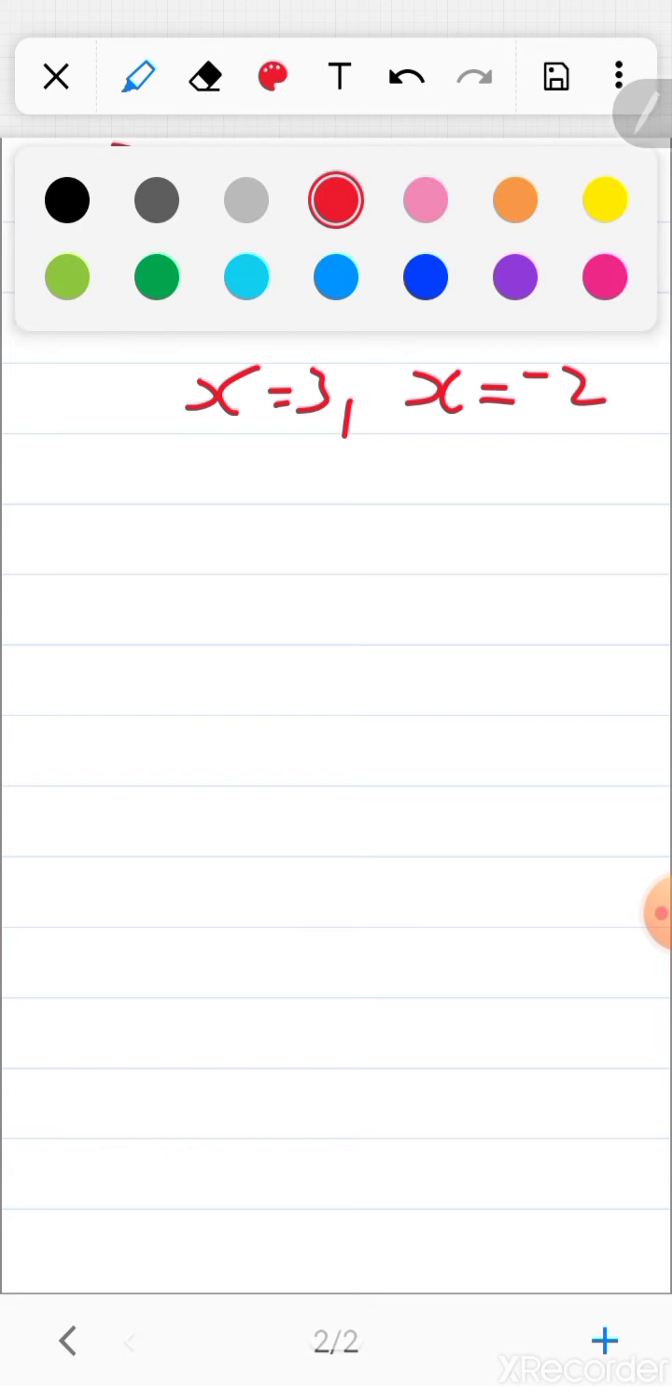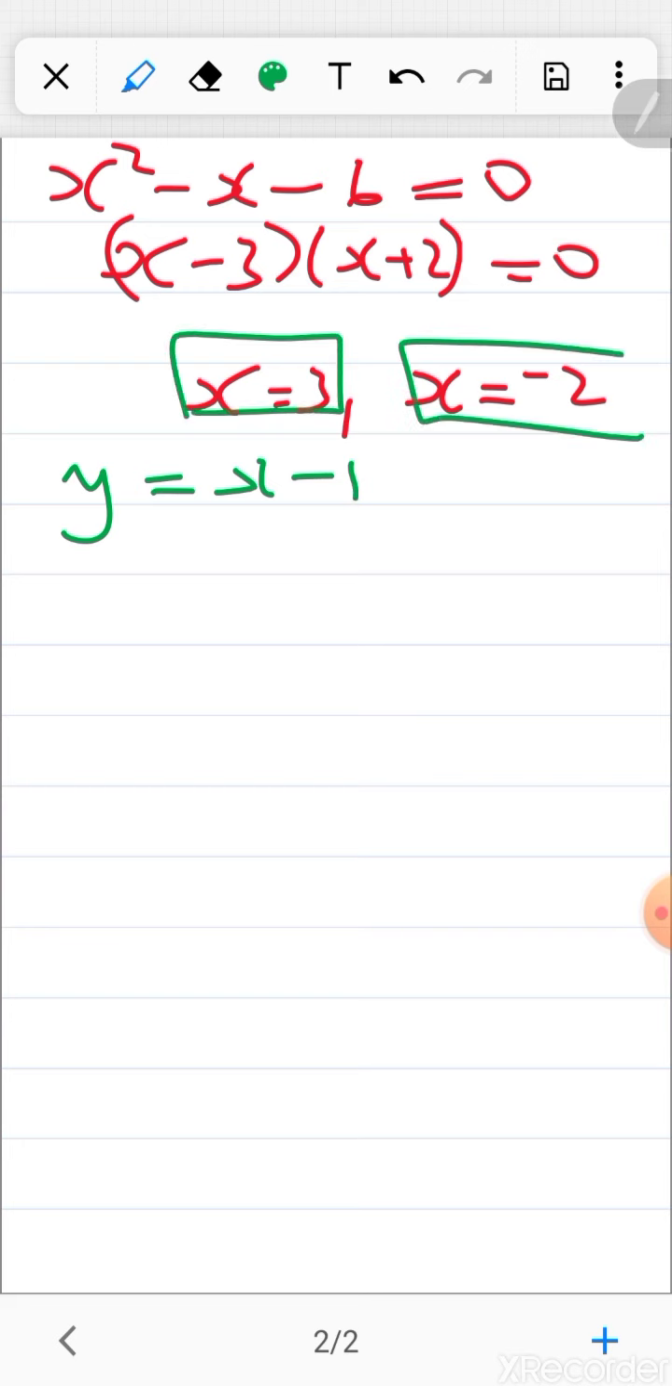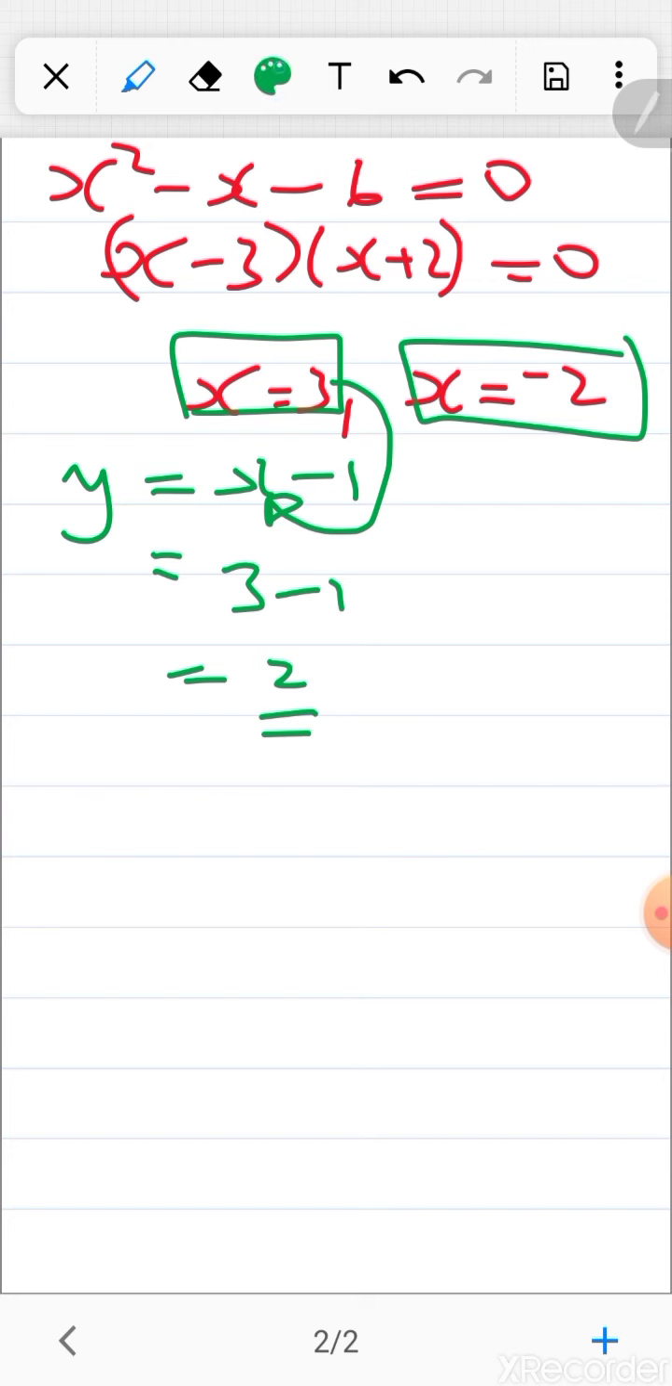Now, remember, we saw that y was equal to x minus 1. Since we have two values of x, we will also have two values of y. The first value of y is when I'm using this value of x, which is 3. y will be 3 minus 1, so y will be 2. So I have a point that when x is 3, y is 2.